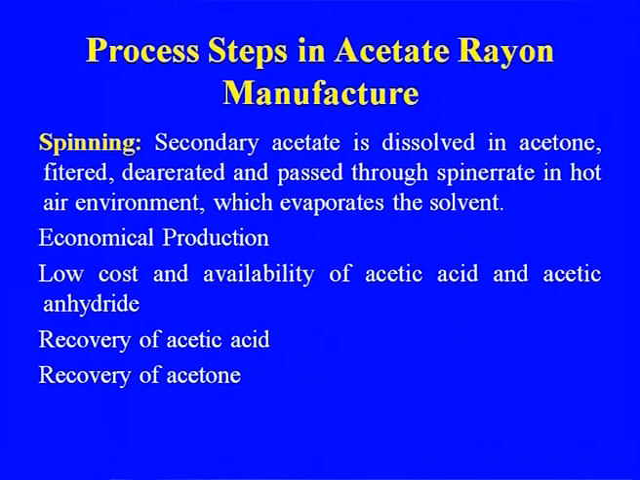So, low cost and availability. Here we are using a huge amount of acetic acid and acetic anhydride. So, the economical production will depend upon the low cost and availability of the acetic acid and acetic anhydride. Recovery of the acetic acid is very important, as in the case of polyester also, the recovery of the acetic acid is very important.